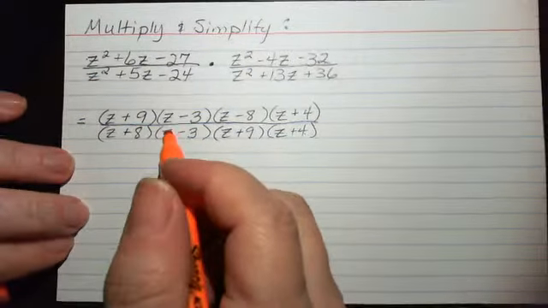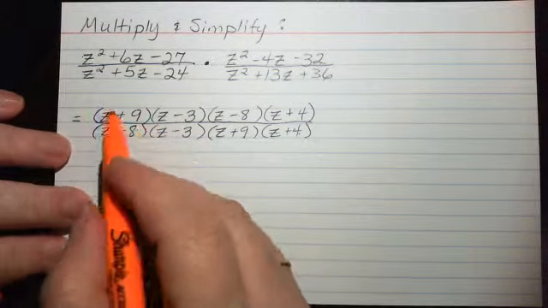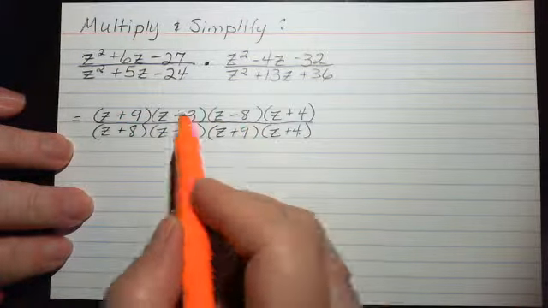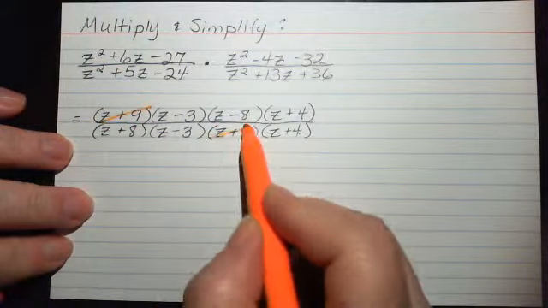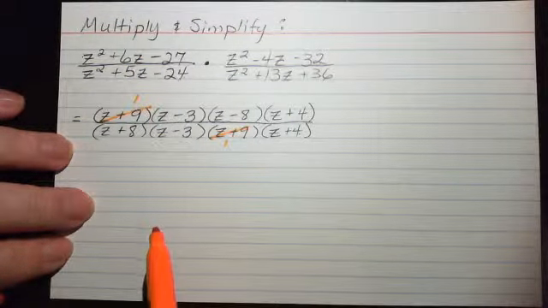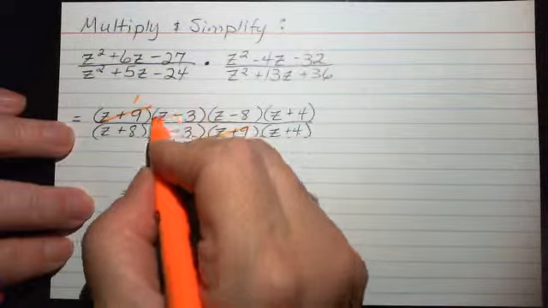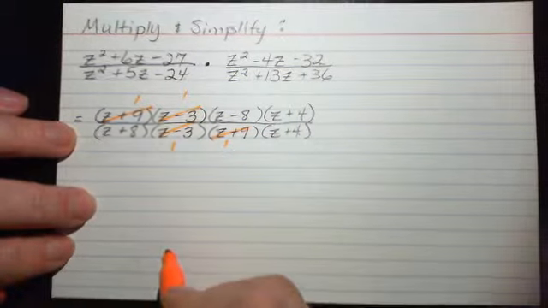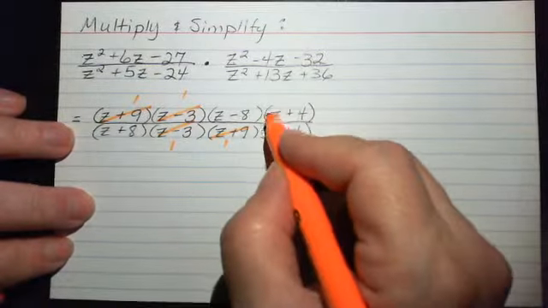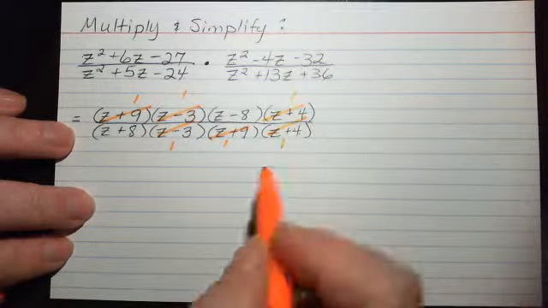Now we can cancel any factors of 1, remove any factors of 1. So I look at z plus 9 and I see a common z plus 9 down here. So that's removing a factor of 1. It's also called canceling. Here's a z minus 3 and a z minus 3. That's a factor of 1. Here's a z plus 4 and a z plus 4. That's a factor of 1.